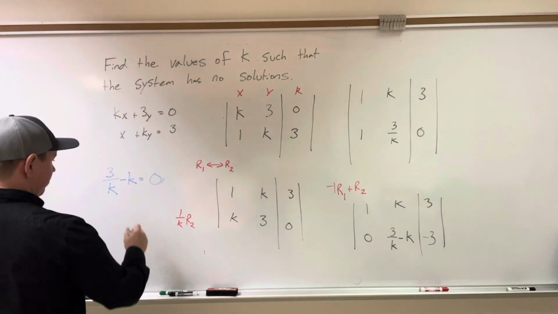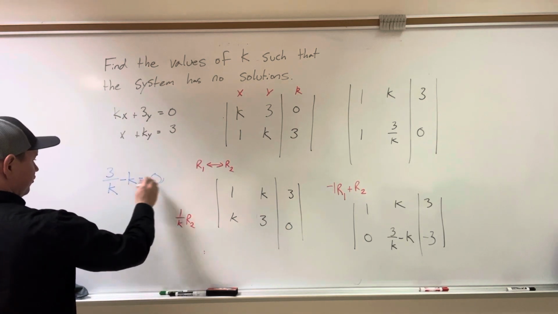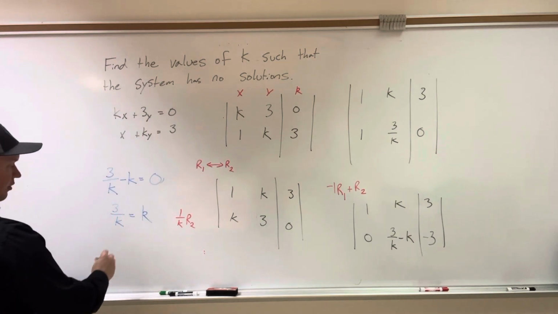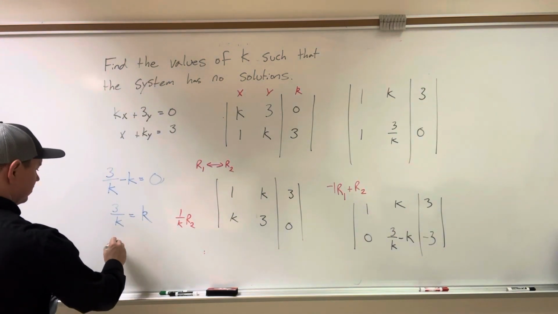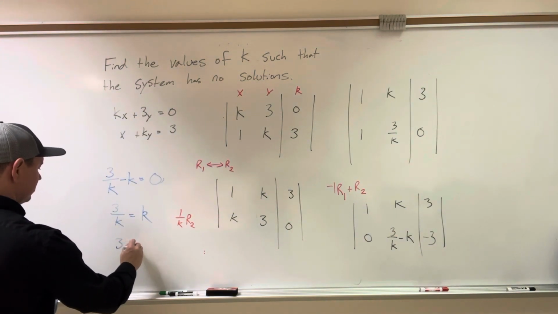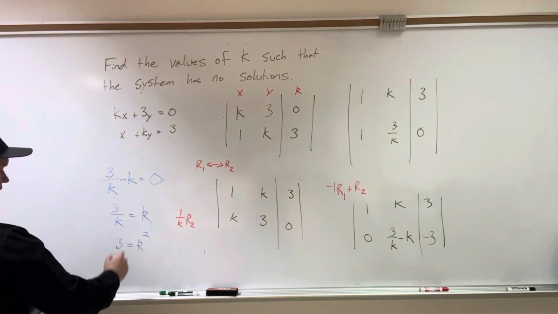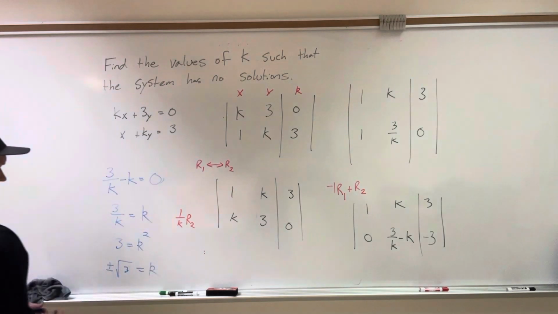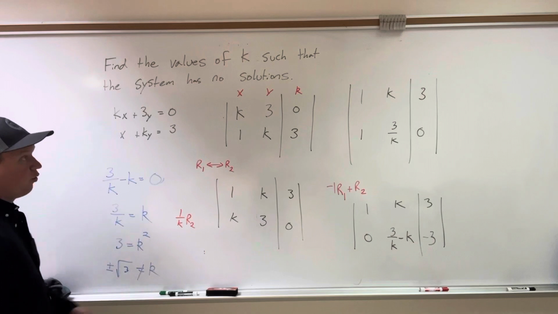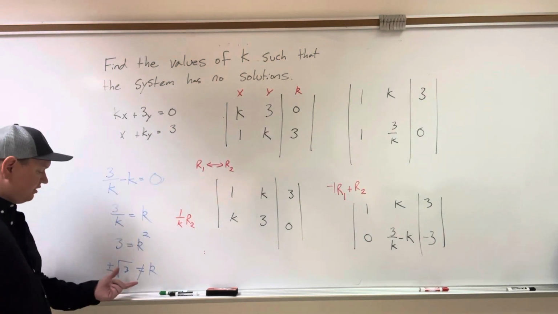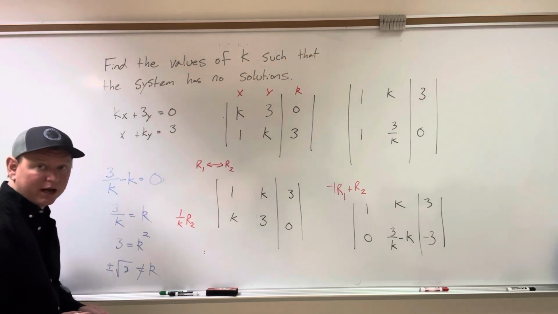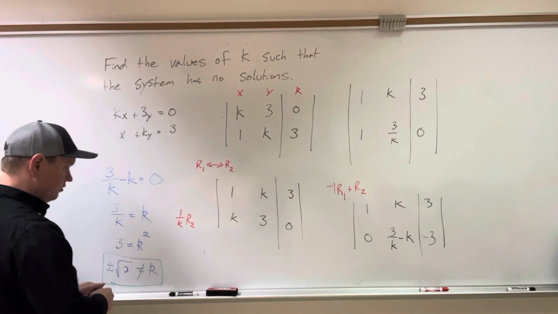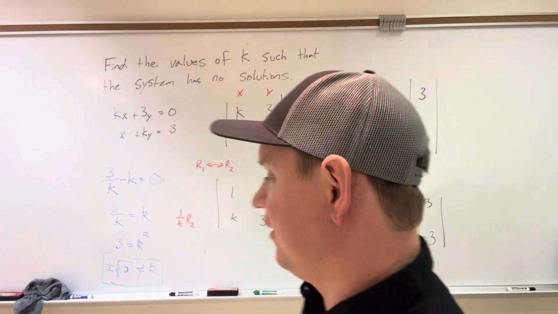Okay, so then we're gonna move k over. And then I'm going to multiply both sides by k. And then we square root. So we end up getting plus or minus square root of 3 equals k. So we know that for this to not have any solutions, k cannot equal plus or minus the square root of 3. This is our answer. And you can solve a little bit quicker than that, but there you go.